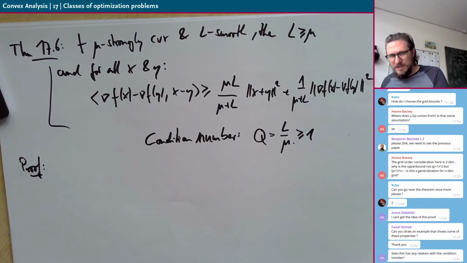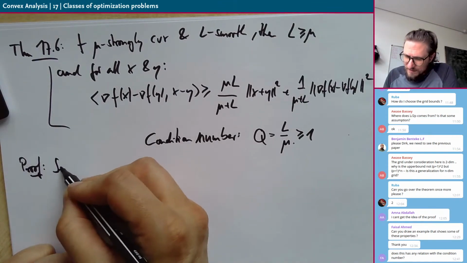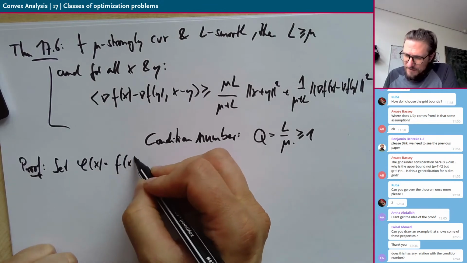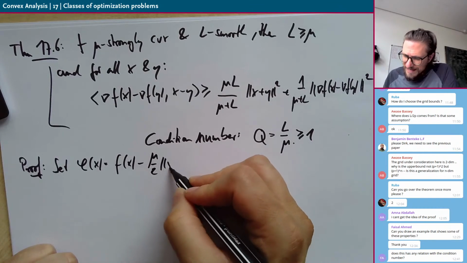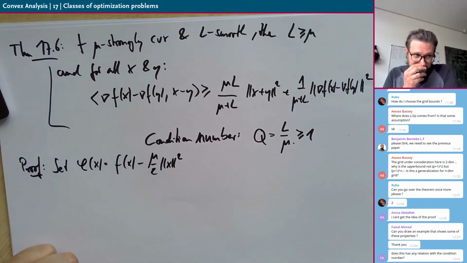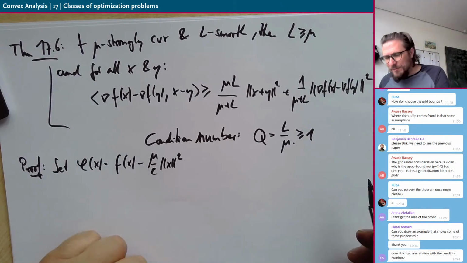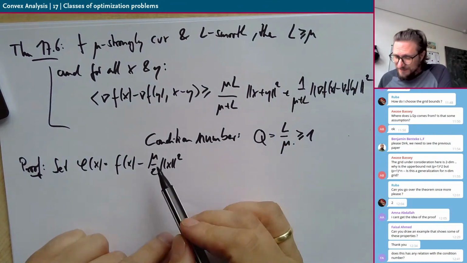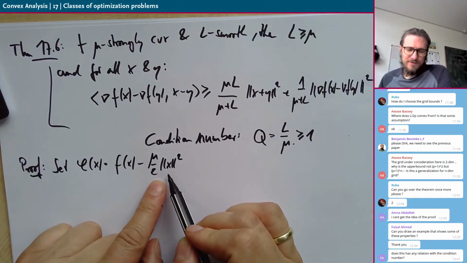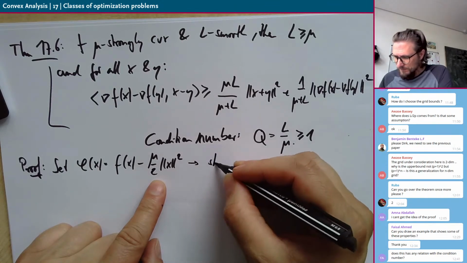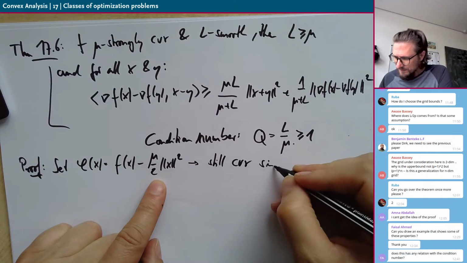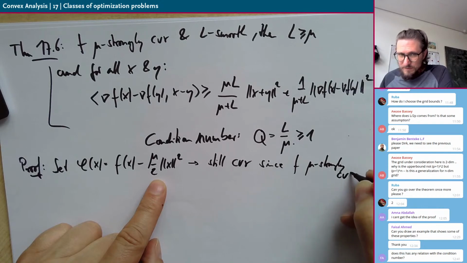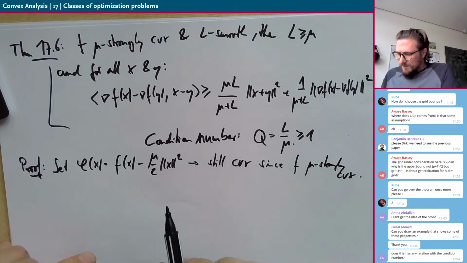So what we do here, namely, is we define a function phi of x as f of x minus mu over 2 x squared. And then one important property is, if f is mu strongly convex, it stays convex if we subtract mu over 2 x squared. So still convex, since f is mu strongly convex.